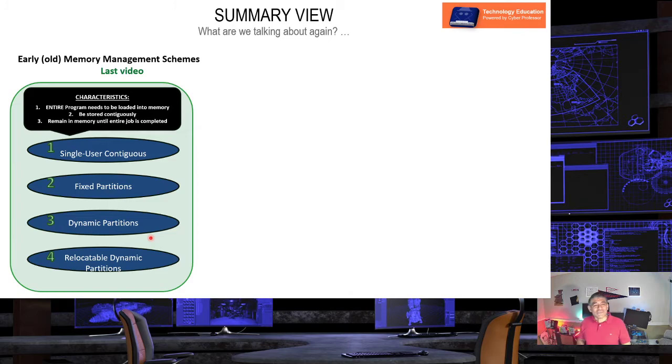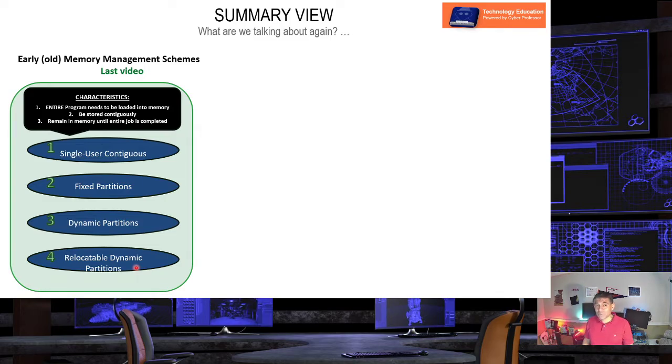In our last video, we talked about the early memory management schemes, and those were the following 4 schemes. Number 1, the single user contiguous. Number 2, the fixed partitions. Number 3, dynamic partitions. And finally, we talked about relocatable dynamic partitions.